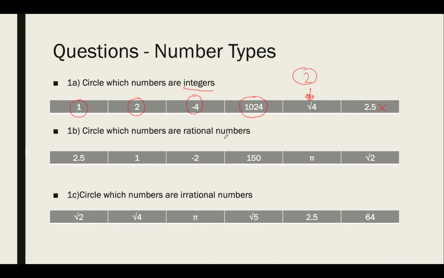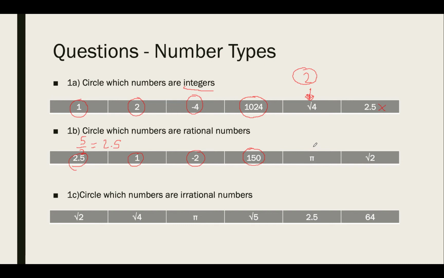Now circle the numbers which are rational numbers. Now we mentioned in the previous slide that 2.5 is a rational number. I'll go through that again. So we know that 5 divided by 2 is equal to 2.5, and these are both whole numbers or integers as a numerator and denominator, so they both can be rational numbers. So this is actually correct if you circled this. 1 is also a rational number, so is -2, so is 150.